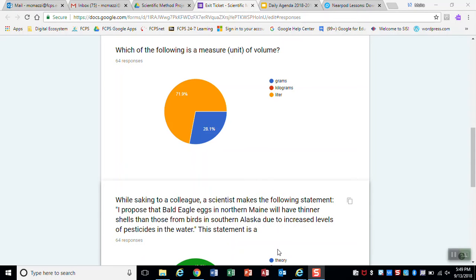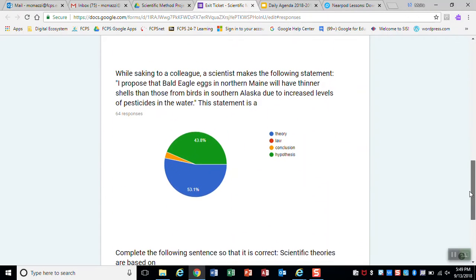Let's look at this exit ticket data. First question, which of the following is a measure of volume? What is the unit that we use when we're measuring volume? Well, your choices were grams and kilograms or liter. Grams and kilograms are a measurement of mass, so cross those out. That's what you get when you're using a scale. Liter is the correct answer. 71% of you chose that. That's a good showing.